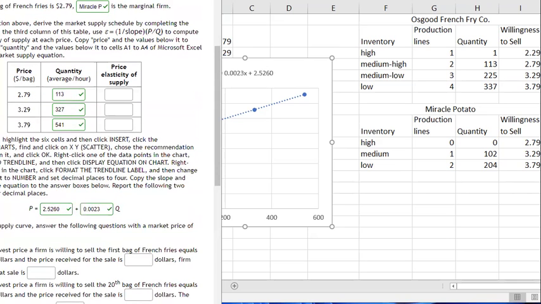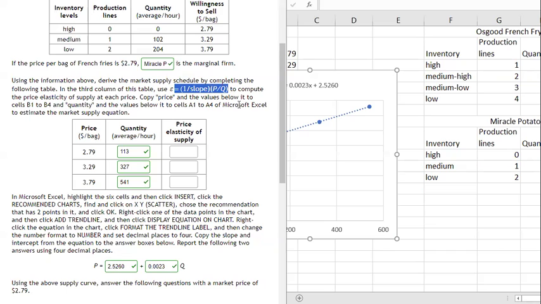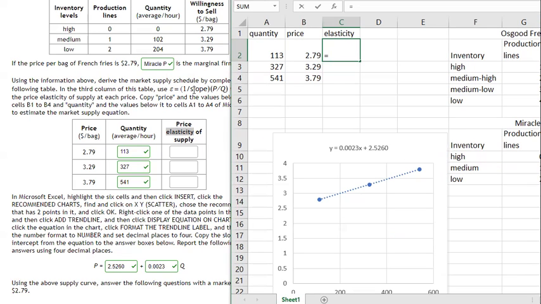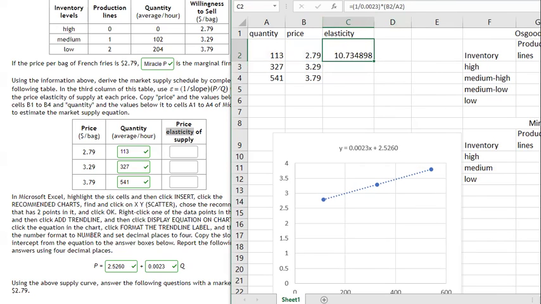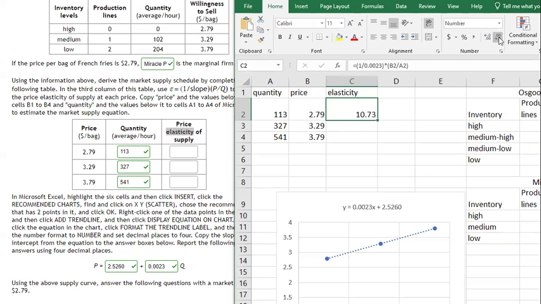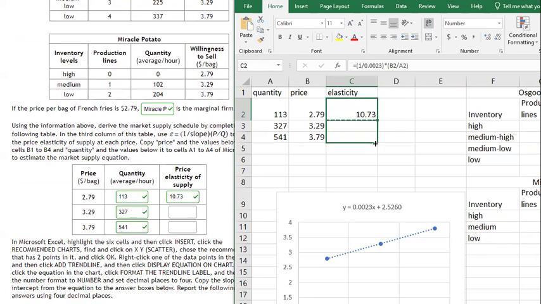Okay, the next thing I need to do is use this equation here to calculate the price elasticity of supply. We used this equation before to calculate the price elasticity of demand on the demand curve that corresponds to a point on that demand curve. So it involves taking 1 divided by the slope. In my case, it's 0.0023. So I have 1 divided by 0.0023, close parenthesis. Now I'm going to multiply that by the price quantity ratio, and I'll put this in parentheses. And then I want to reduce the number of decimal places to 2. And then I can drag this down to get the rest of it.